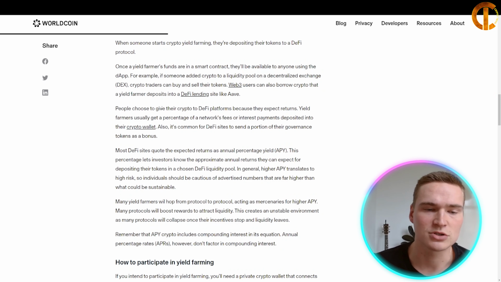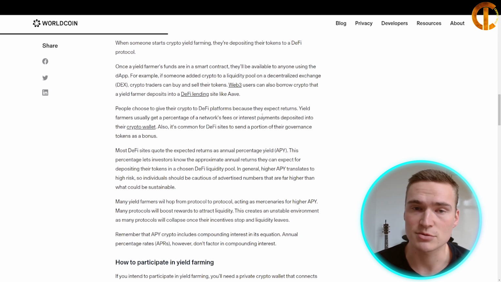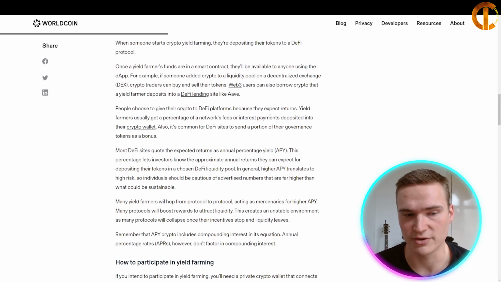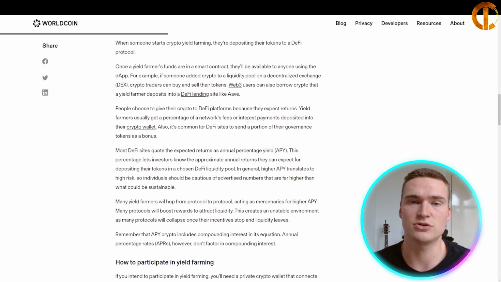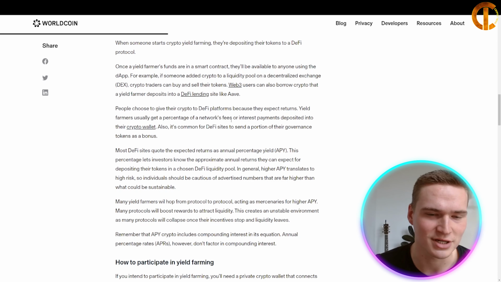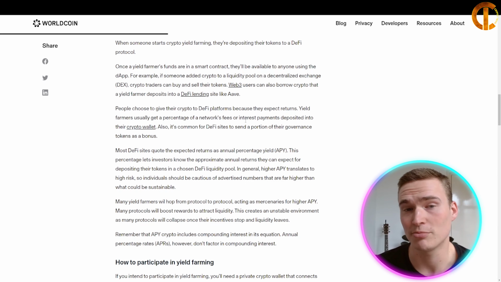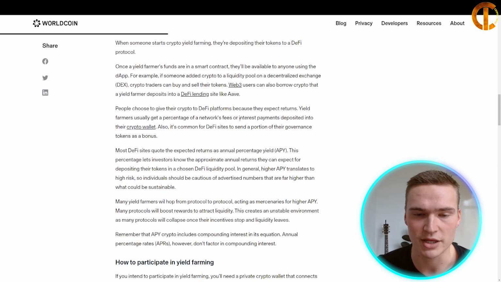So usually people choose to give their crypto to DeFi platforms because they expect returns, obviously. And yield farmers usually get a percentage of the network fees or interest payments deposited into their crypto wallet. So that is what we just talked about. In the case that you're supplying liquidity for traders, you usually get some sort of network fee or a percentage of that. And if you are supplying money to people who want to borrow money, usually you get paid by the interest payments paid by the people who borrow that money.